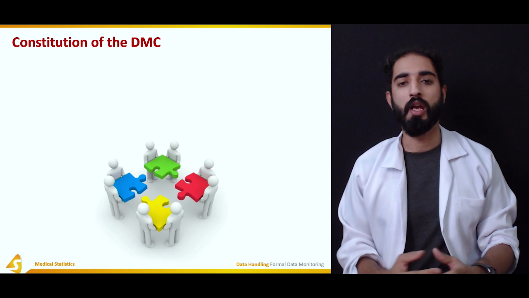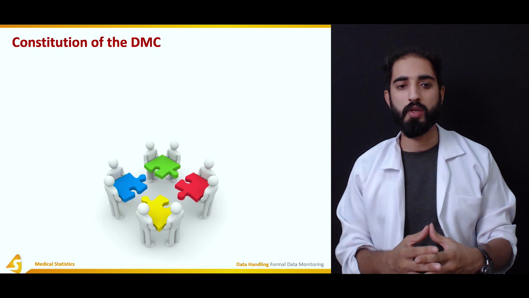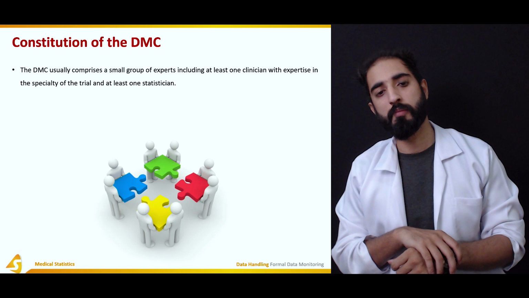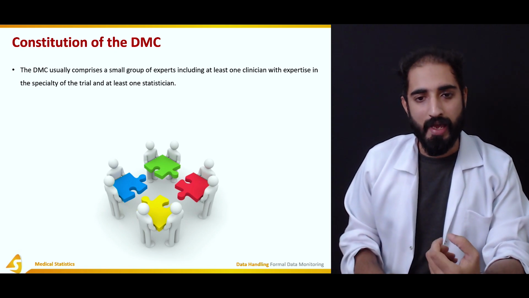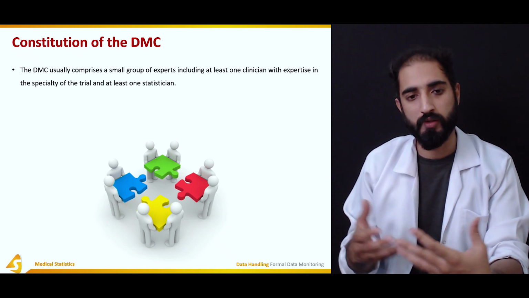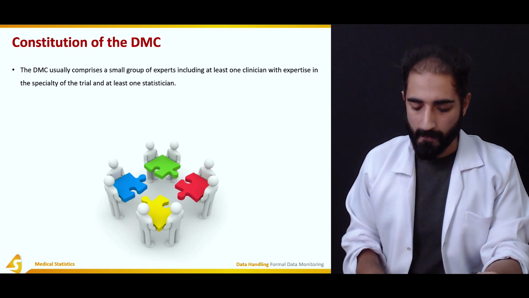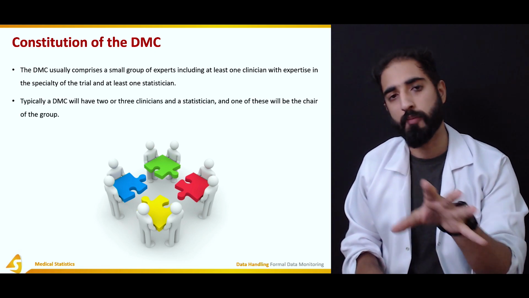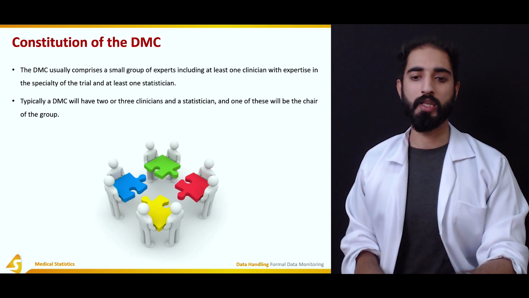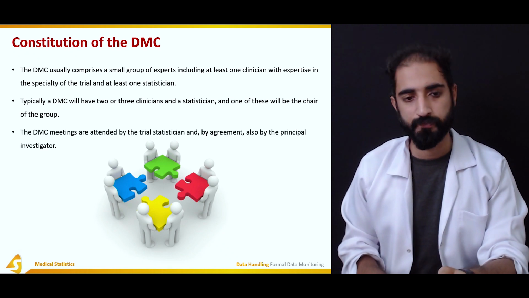Now, the constitution of the DMC, or who are the individuals who actually make up a DMC. The DMC usually comprises a small group of experts, at least one clinician with experience in the specialty in which the trial is being conducted, and at least one statistician. But typically, a data monitoring committee will have 2 to 3 clinicians and a statistician, and one of these will be the chair of the committee.